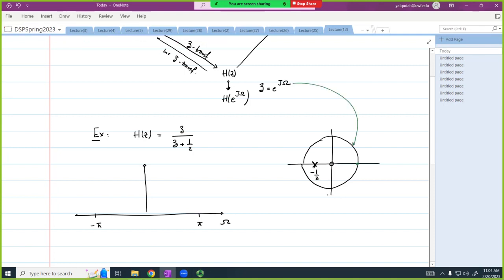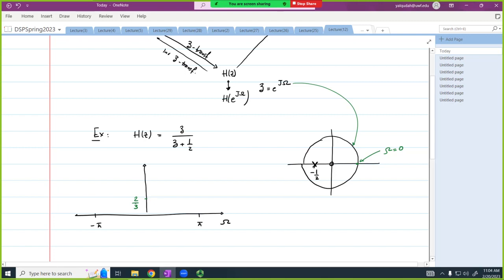And if I am at the unit circle, and if I start when omega is equal to 0, so this corresponds to omega equal to 0, then what is H(z)? I can evaluate it by taking the distance to the zero divided by the distance to the pole. What's that going to equal to? 2 over 3. The distance to the zero is 1 divided by 1.5.